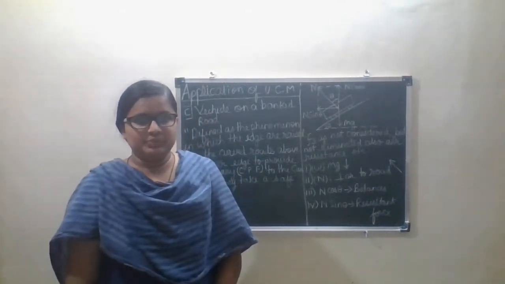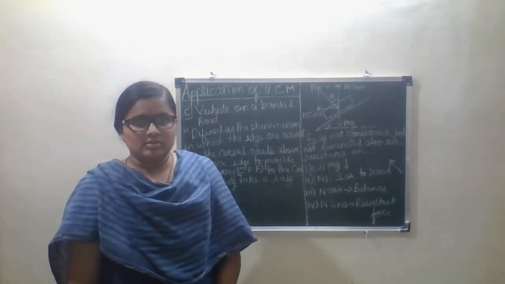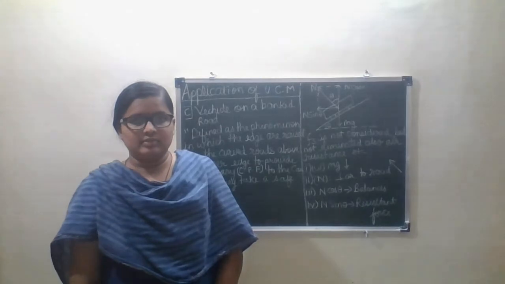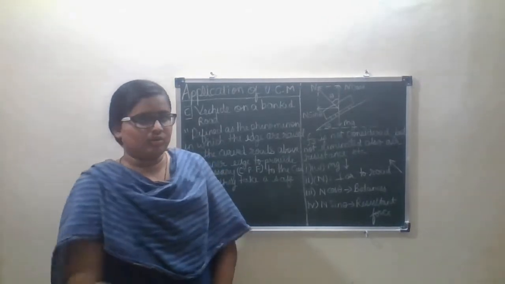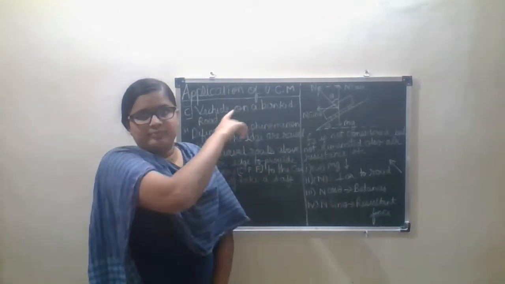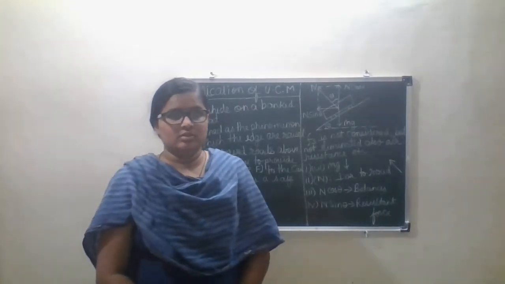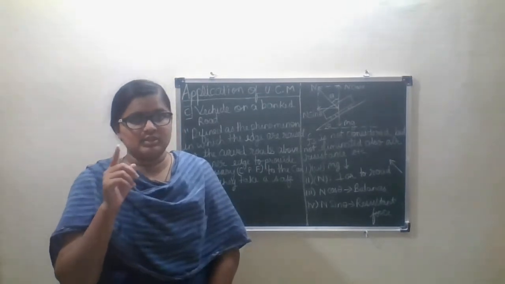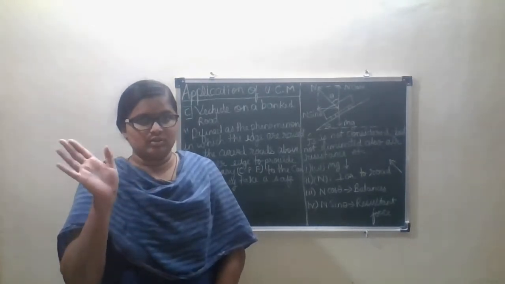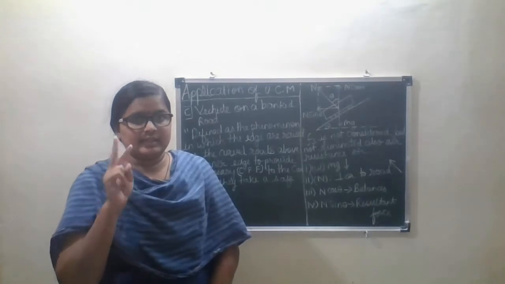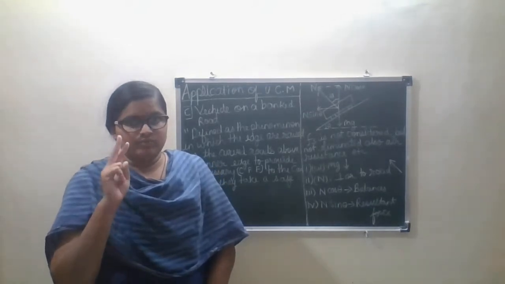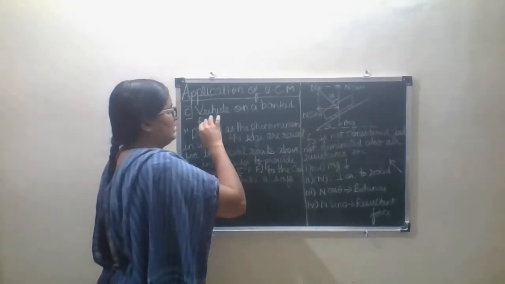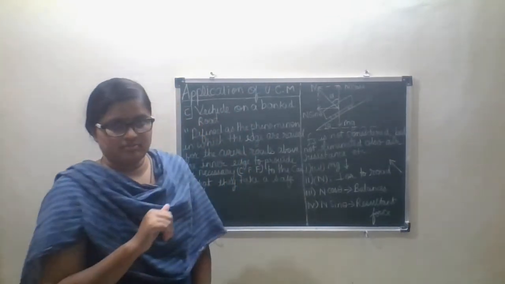Now, in the previous lecture, we have seen what centrifugal force is with an example, and after that, we started applications of uniform circular motion. In that, we first saw a vehicle moving on a horizontal circular track, and second, we saw the well or wall of death. Now, third, we are going to see a vehicle on a banked road.